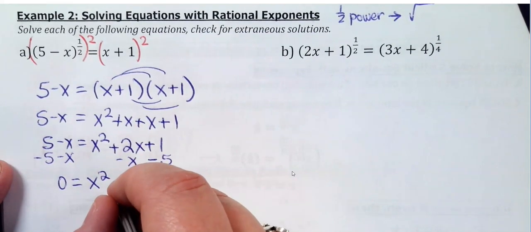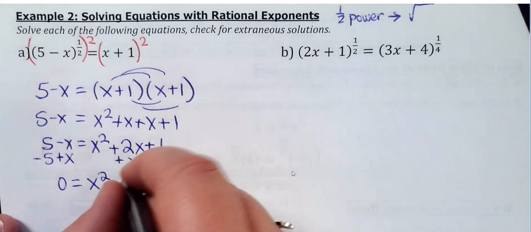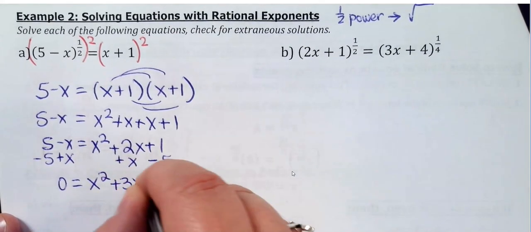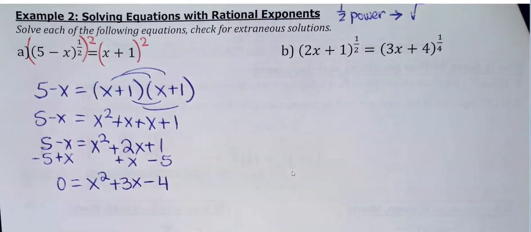Oh, fail, I had to add the x. Okay, sorry. I got x squared plus 3x minus 4. Sorry, that x was negative. I should have added it to the other side.